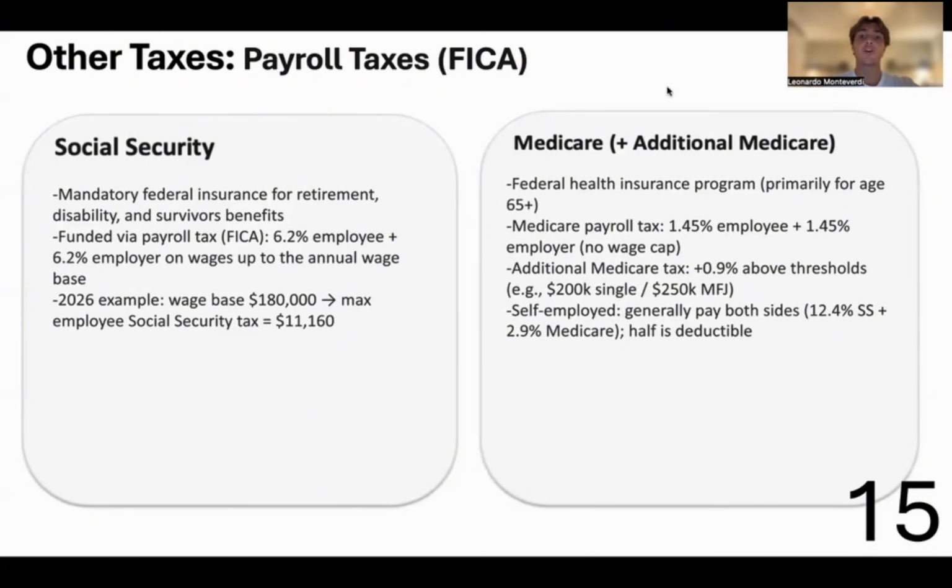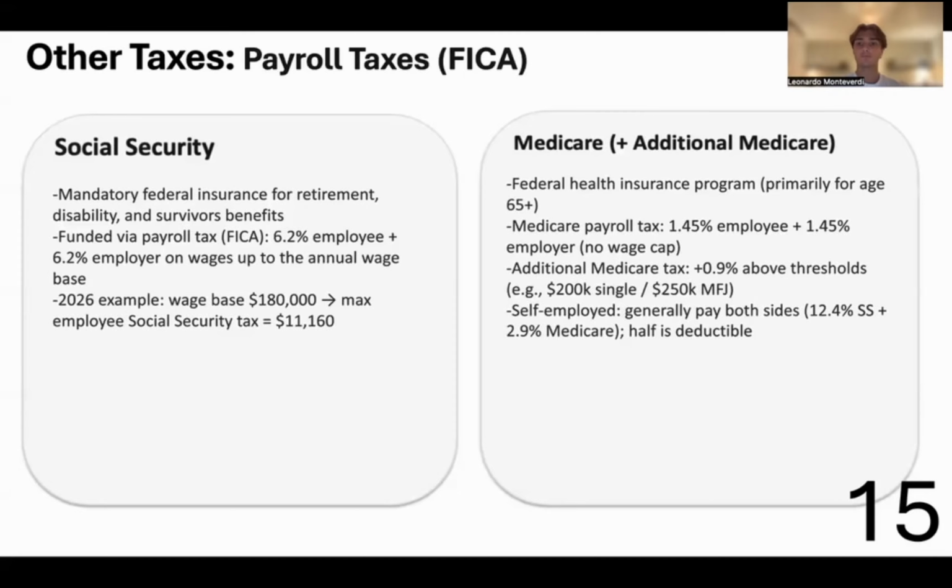And then there's also the self-employed treatment. If you're self-employed, you generally pay both sides of the employee and employer side. So 12.4% for Social Security and 2.9% for Medicare. Although half of that is deductible when you're calculating your income tax.